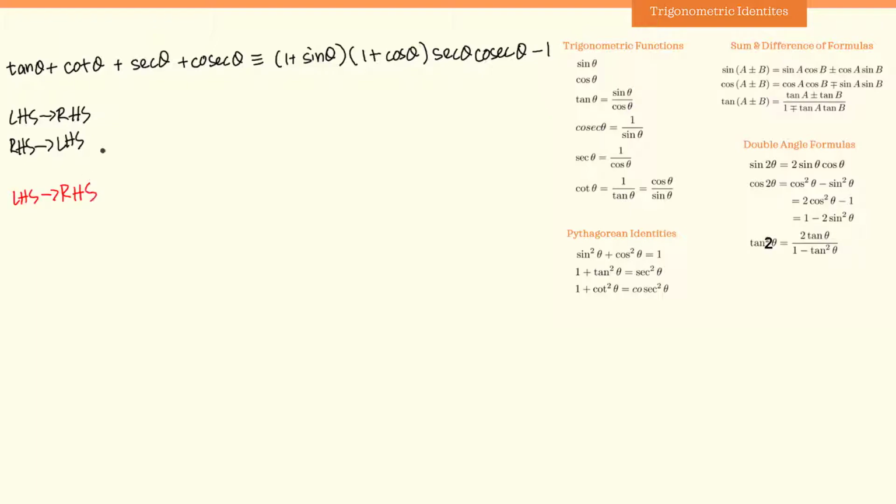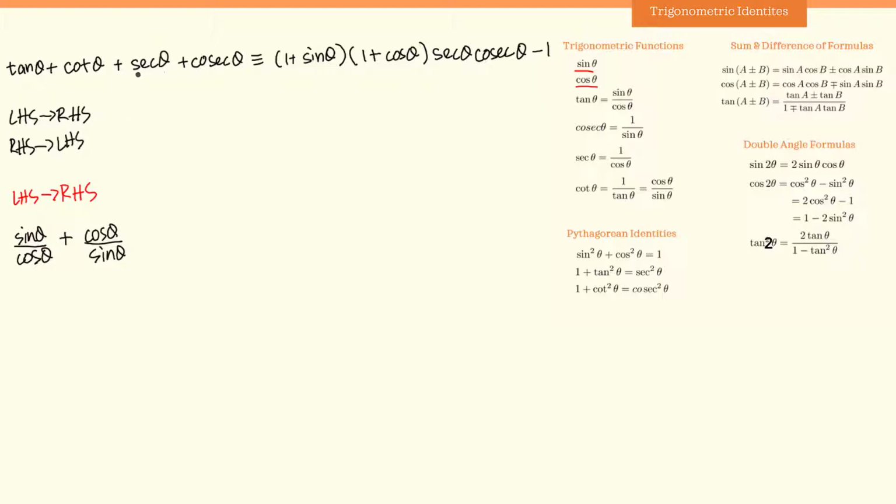So if I want to prove the left hand side to the right hand side, my step number 1 is always going to be converting my tangent, cotangent, secant and cosecant functions into sine and cosine. So in place of tan theta, I can write sine theta upon cosine theta. And in place of cot theta, it means 1 upon tan theta, which means cosine of theta upon sine theta. So in place of cot theta, I'll write cosine of theta divided by sine of theta.